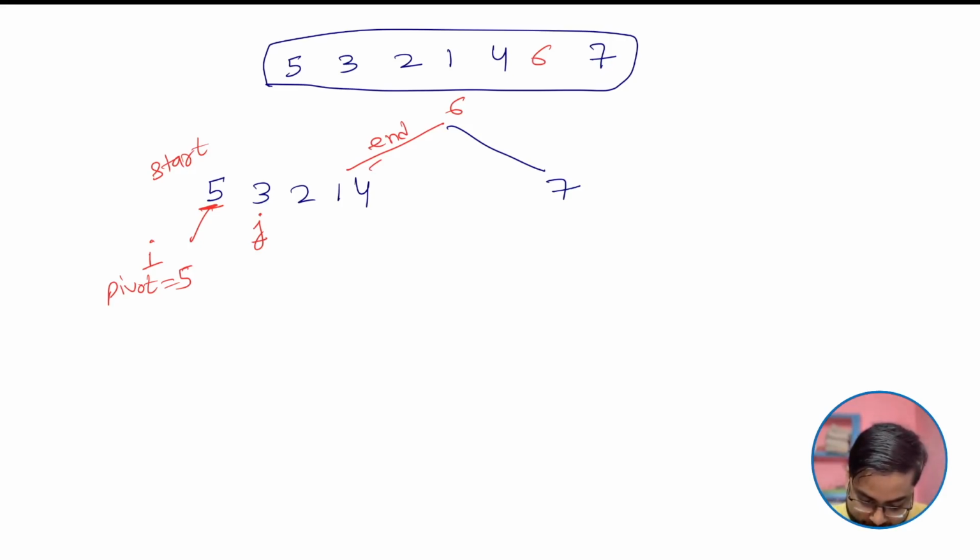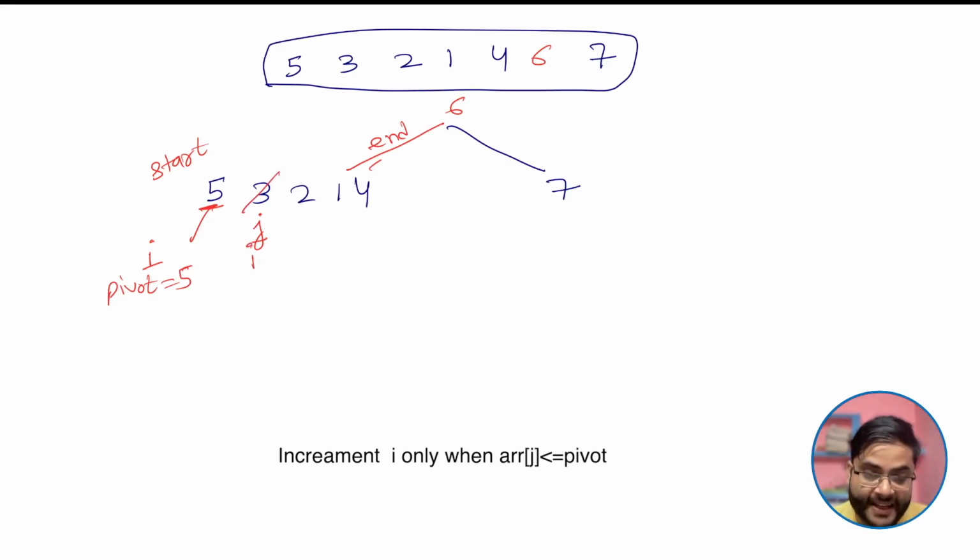So let's compare. This is our I, this is our j. Let's compare. Is 3 less than the pivot element? Yes. So increment the I and swap array I with array j. Okay, so swap it with 3. Now increment the j.